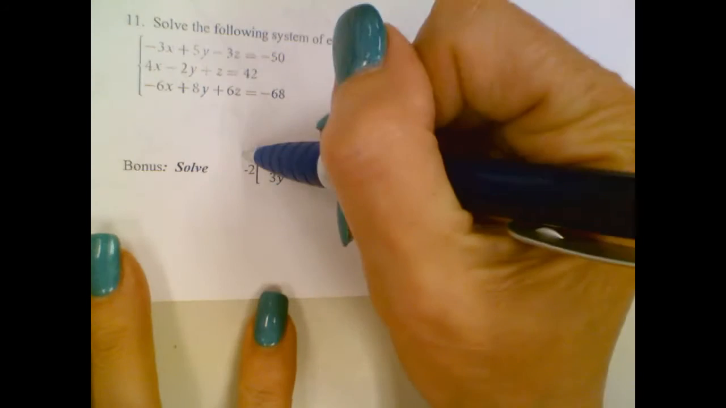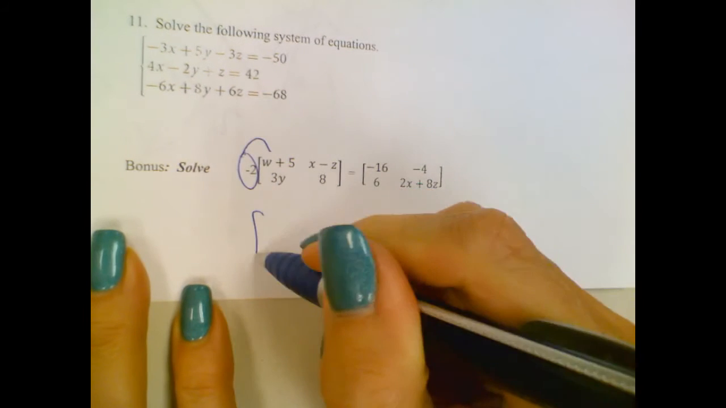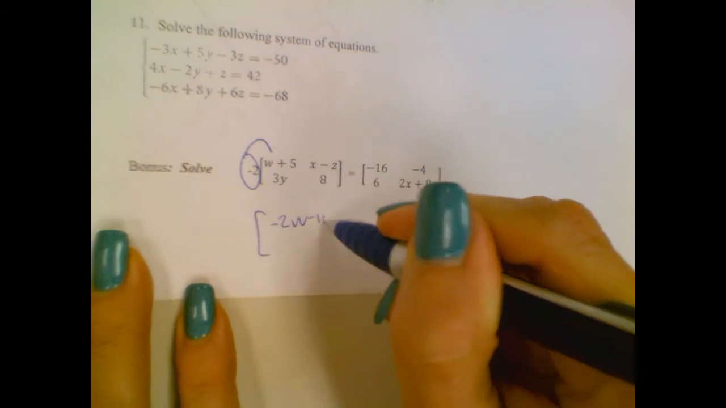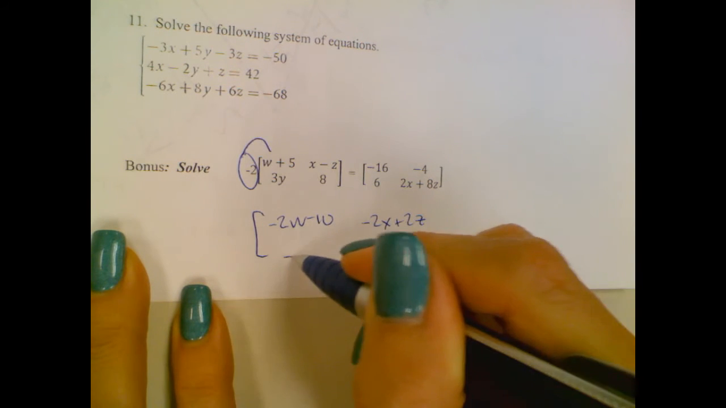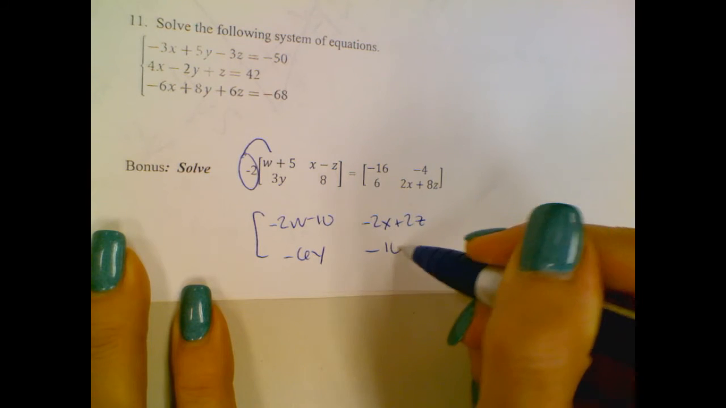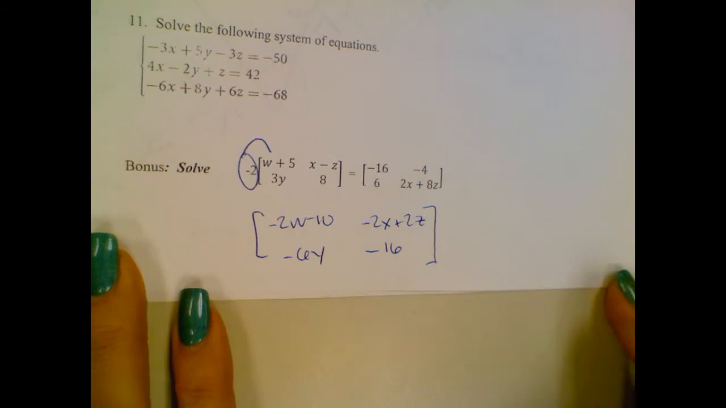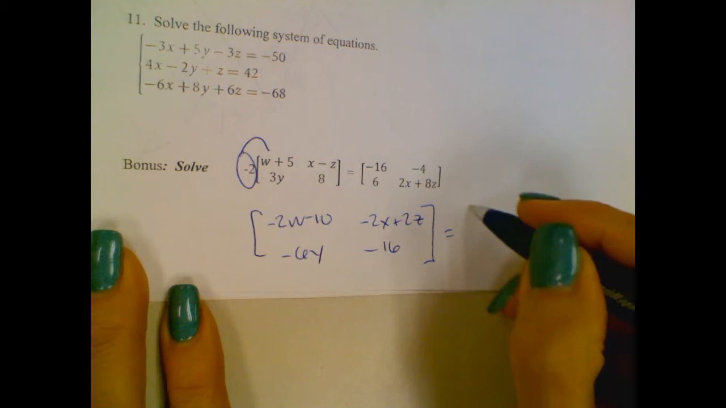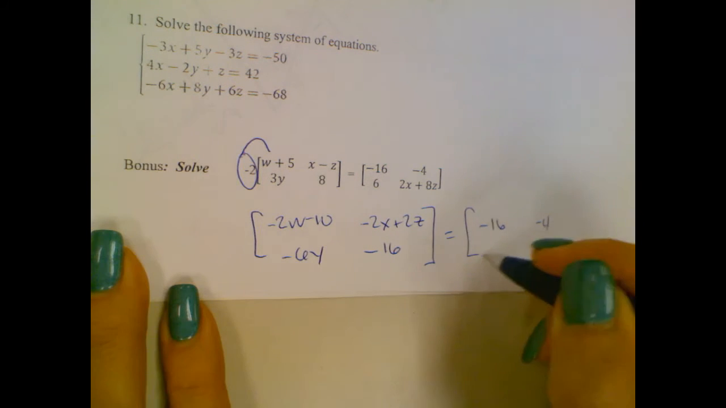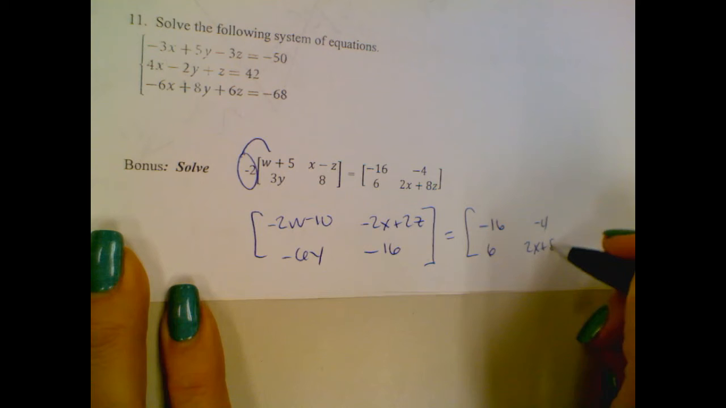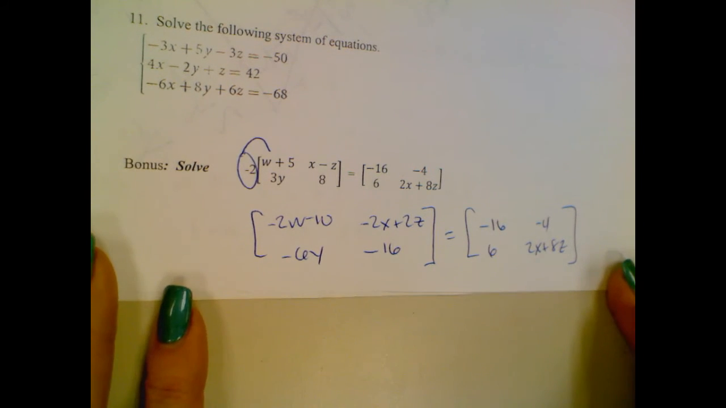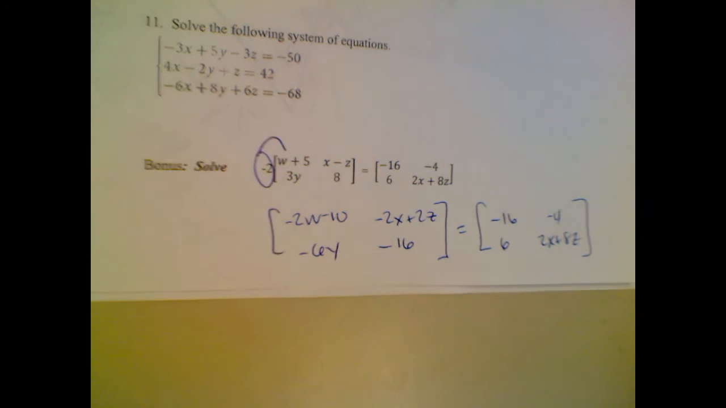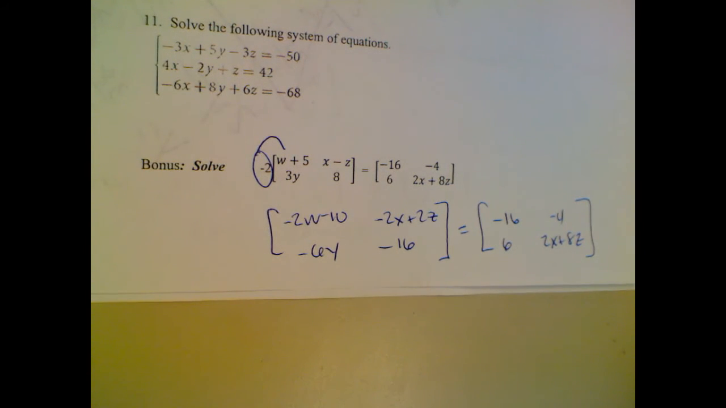I heard someone say distribute -2. You are correct. So this first one is -2w minus 10, -2x plus 2z, -6y, and -16. It's still a 2 by 2, but it's been changed a little bit. Then you set this equal to -16, -4, 6, 2x plus 8z. Then what can we do? We're solving for x, y, and z, by the way. Is there any of them that you can solve for pretty easily?